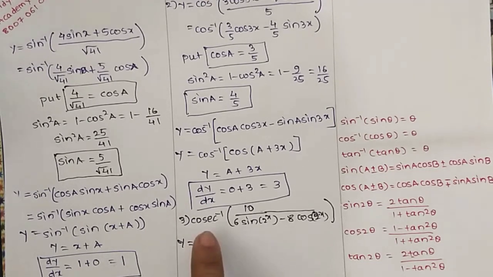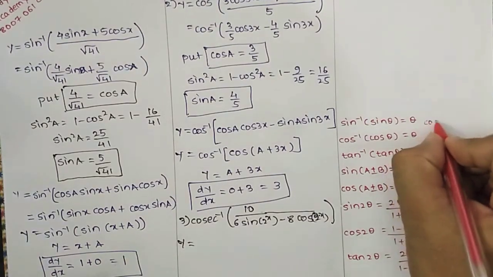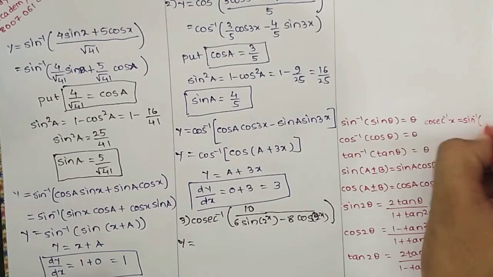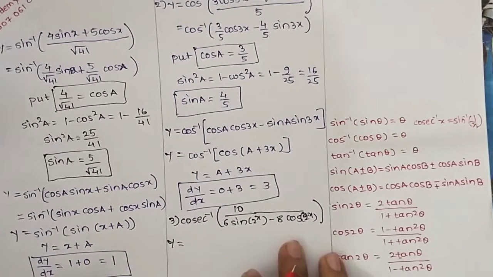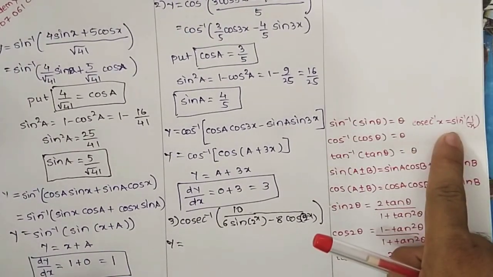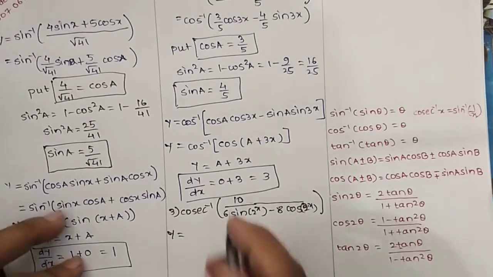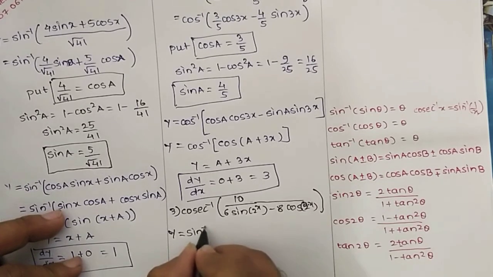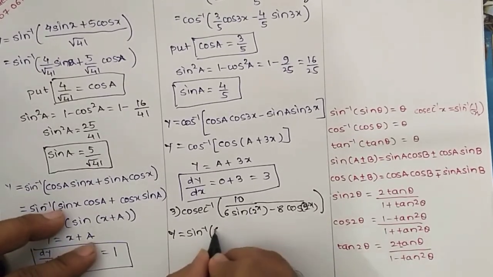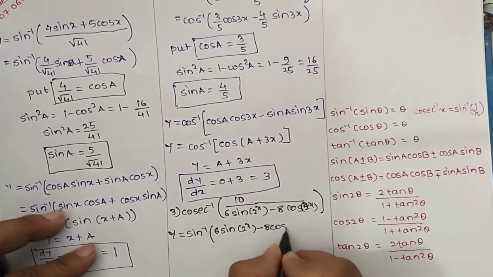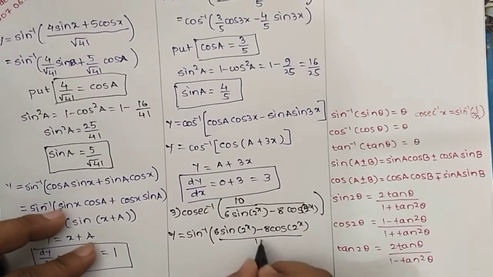So what we have right now is cosec inverse. We know the relationship, and I think you must also know that you can simply write cosec inverse of x as sin inverse of 1 by x. I repeat, you can simply write cosec inverse of x as sin inverse of 1 by x. So the same policy I'll be repeating over here, and the term that I get now is a bit different, that is sin inverse of, you just have to take the reciprocal of this, which comes out to be 6 sin 2 raised to x minus 8 cos 2 raised to x, and everything gets divided by 10.